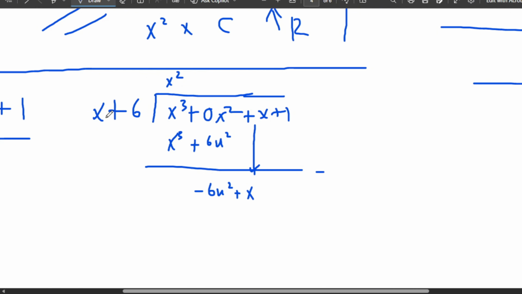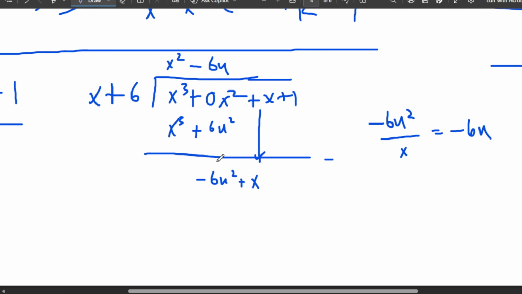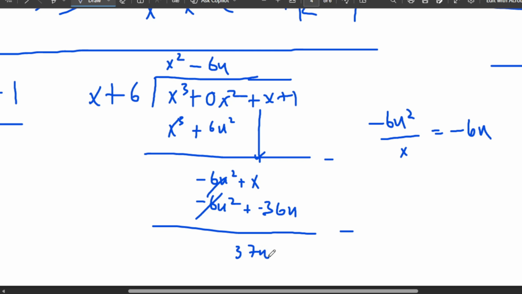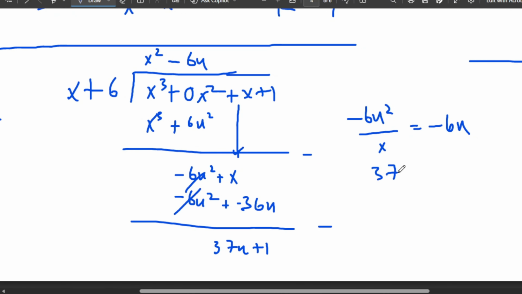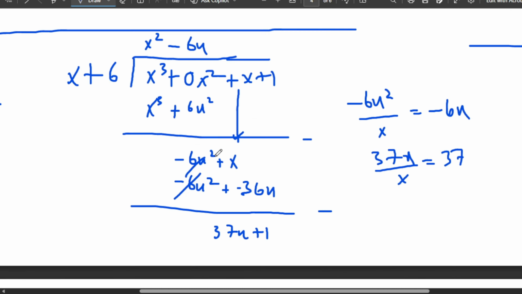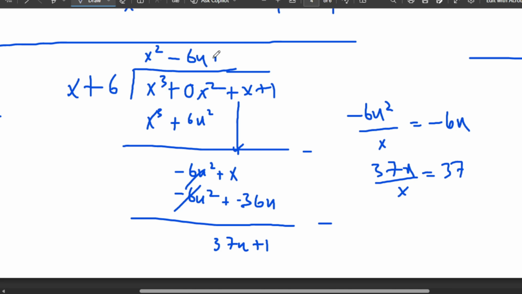Okay, and then now x goes down, plus x. Now minus 6x squared divided by x, this will be minus 6x, right? So minus 6x, multiply it by this, so minus 6x squared plus negative 36x. Now we subtract them, which will get 0, and this will become 37x and then plus 1 because 1 goes down. Now 37x divided by x would be 37. So we have plus 37.